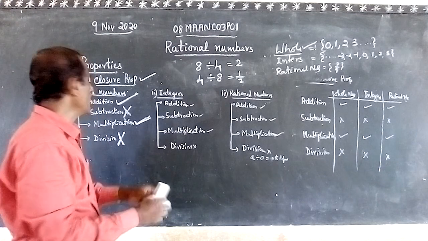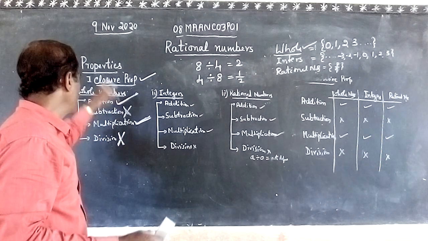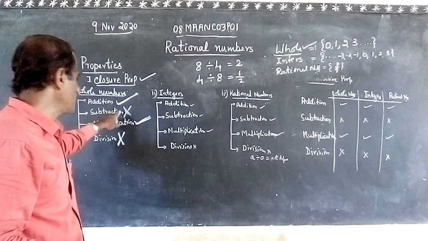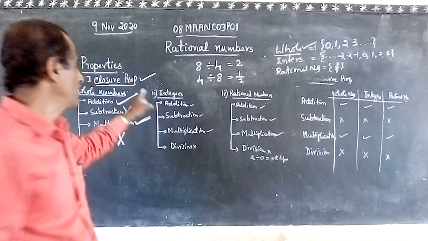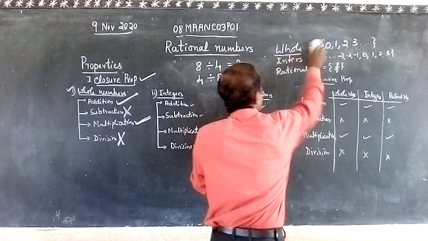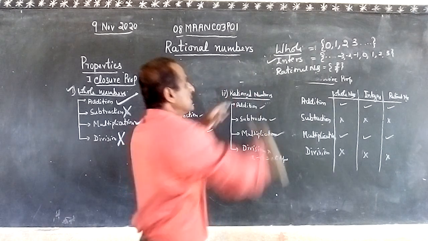Therefore, we can say for closure, for whole numbers, addition and multiplication are closed, but subtraction and division are not closed. Okay, this is for whole numbers. Now let us apply it for integers. For integers, what happens? You know what integers are?